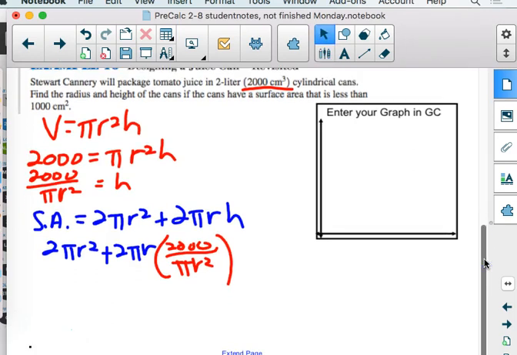And then it said, surface area that is less than 1,000. Oh, we didn't have to do anything about that at all. Less than 1,000. No at least or at most or anything like that we have to think about. It's just like that. Now I wouldn't punch that in. I would simplify just like we did before.